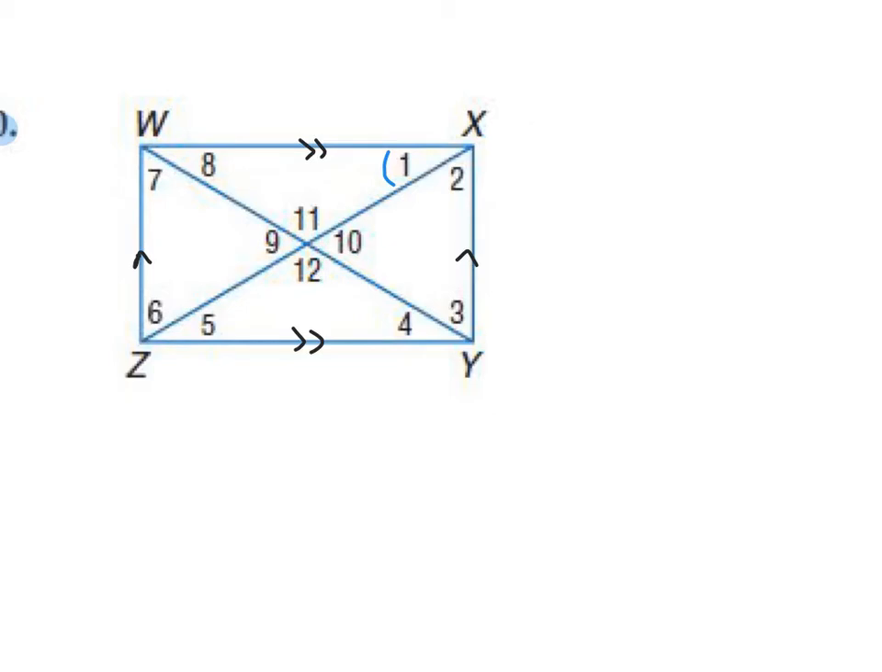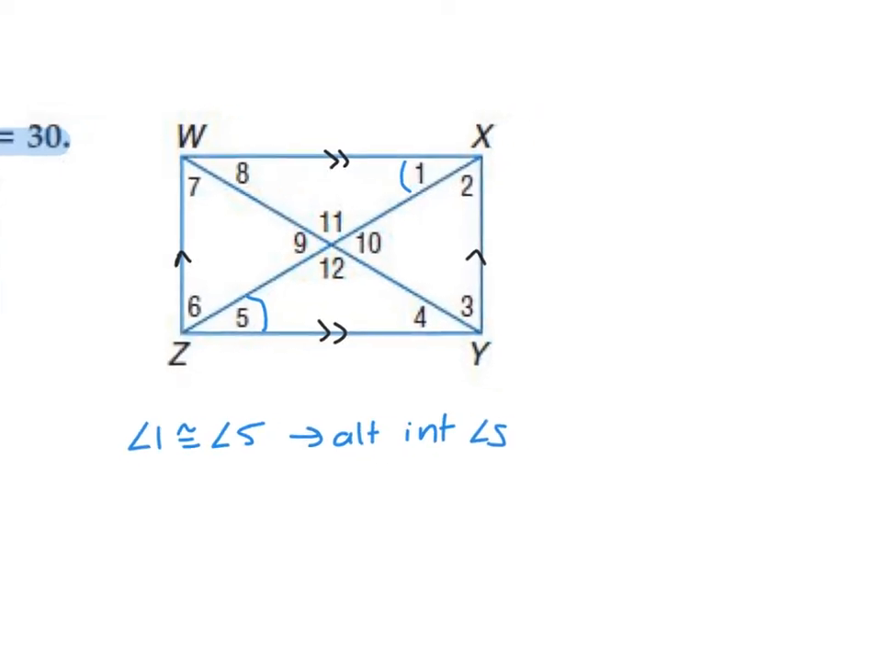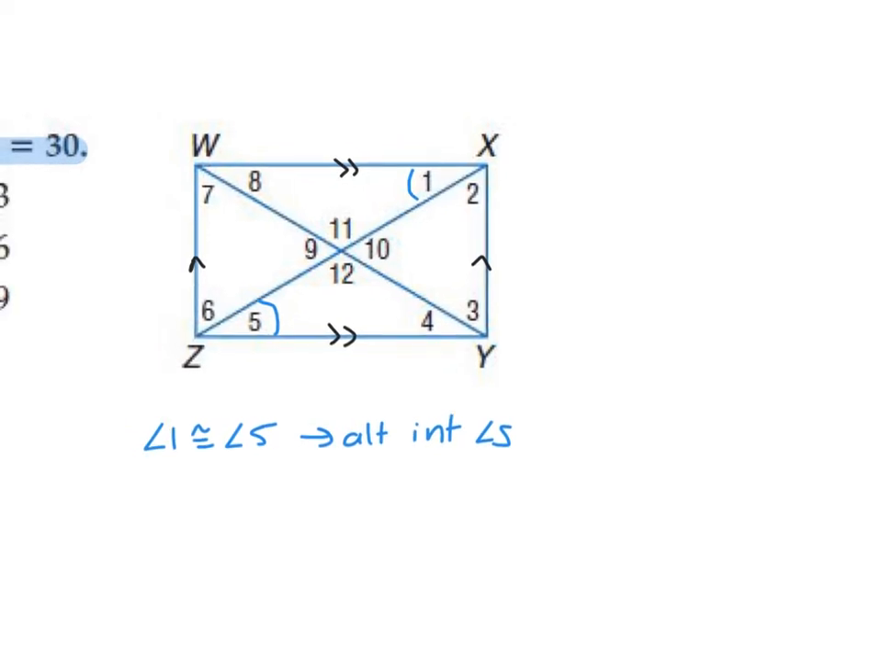So that's going to be really useful for us in this problem. So we know that angle 1 is congruent to angle 5. And once again, we know that they are congruent because they are alternate interior angles. So we know that angle 1 and angle 5 are both 30 degrees.